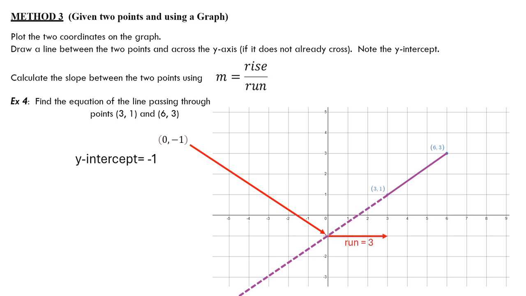Now, starting from the y-intercept, we can see that we would have a run of 3, followed by a rise of 2. Now we have enough information to give us the slope. Rise over run, 2/3. Given that the y-intercept was -1, we can build our equation. Y equals 2/3 x minus 1.